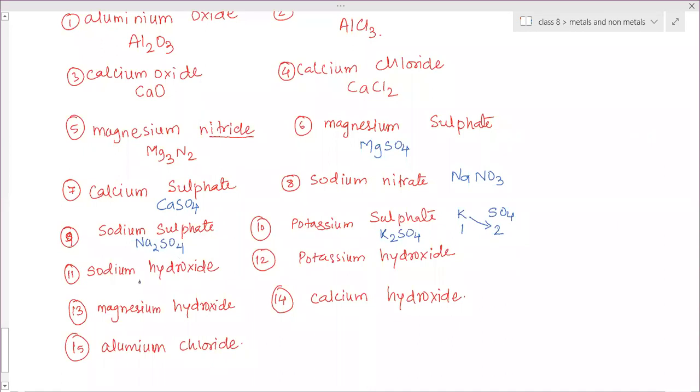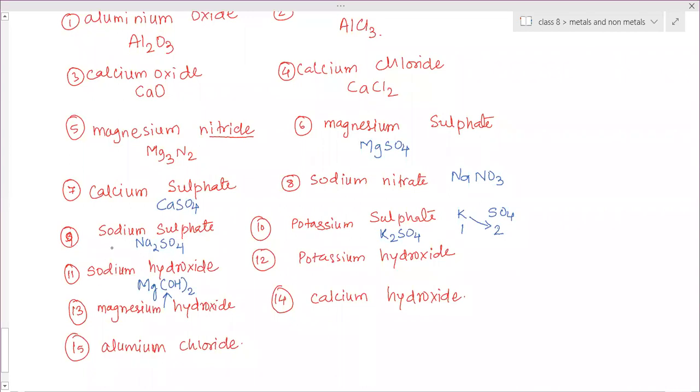Sodium hydroxide. MgOH2. Both OH are multiplied with 2, so therefore you have to apply brackets there. Sorry, this is magnesium hydroxide. Sodium hydroxide I was asking.